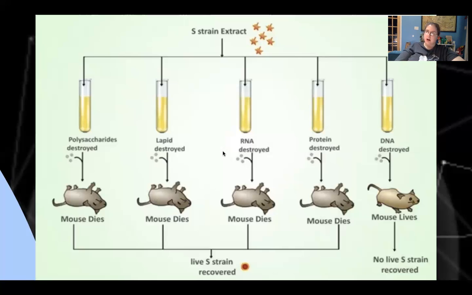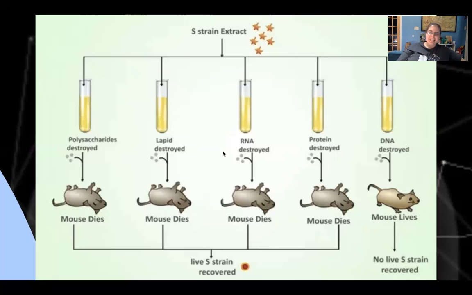Then they destroyed the RNA of the S strain cells. Well, the rough strain still transformed and the mouse died, so it couldn't have been that the rough strain was incorporating RNA. They tried it with protein, and the mouse still died. So the rough strain wasn't taking up the protein.